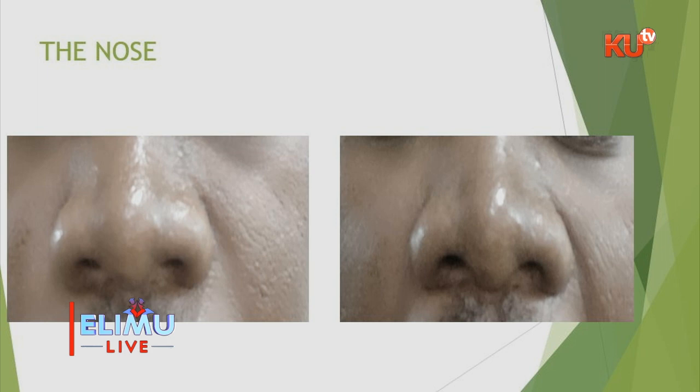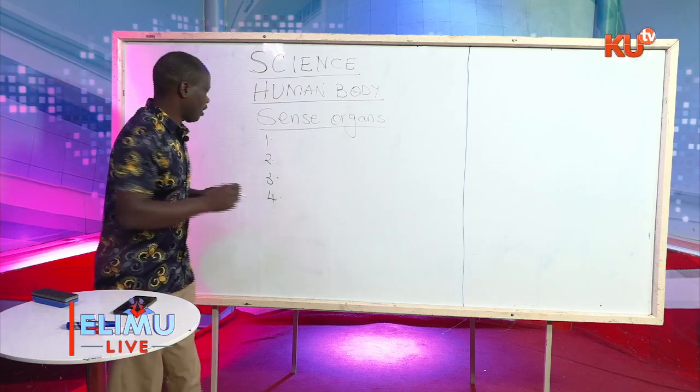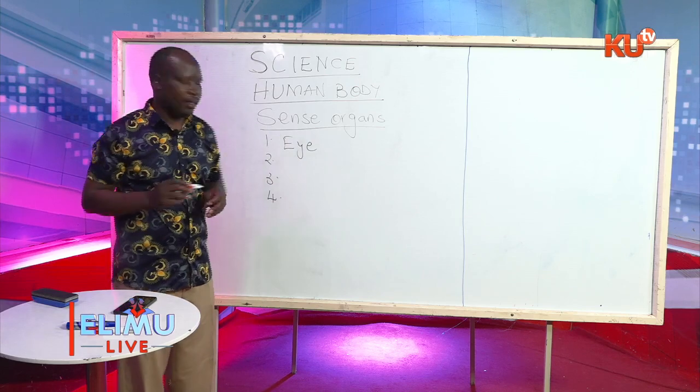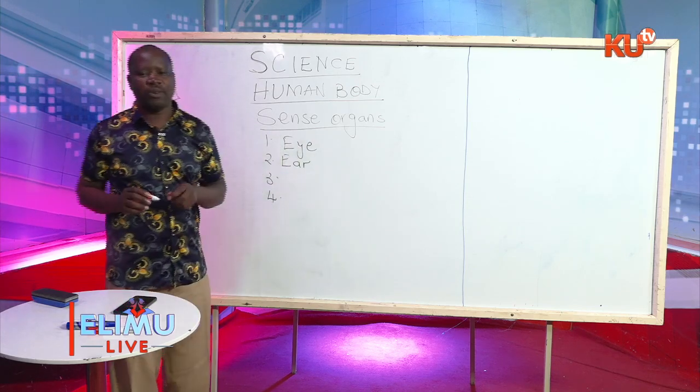So we come to the third sense organ. Let's move to the next one and see the next sense organ. So we have the first one as the eye. The second one was the ear.